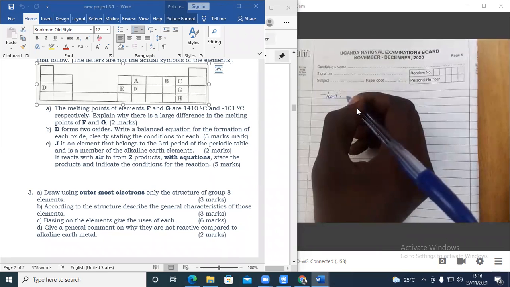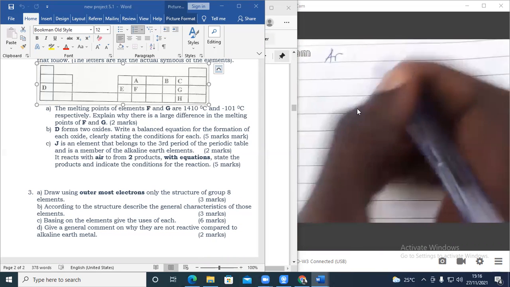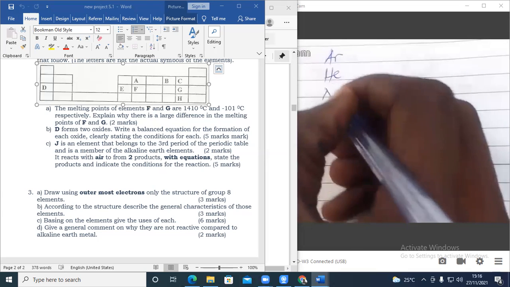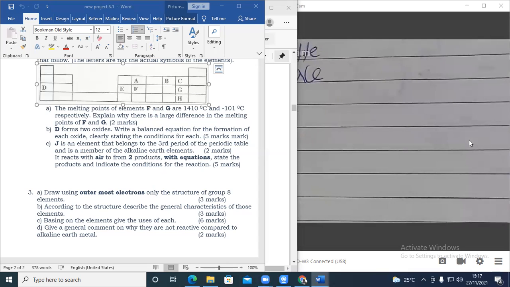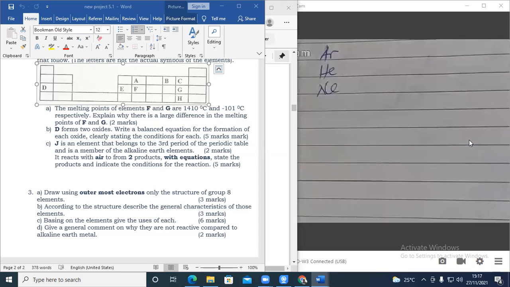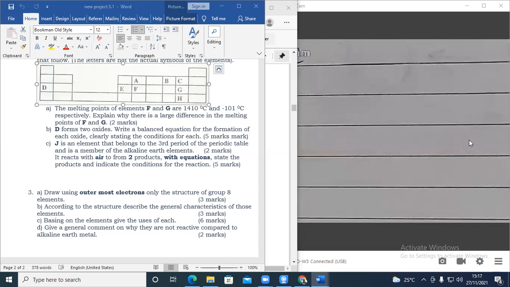Argon. Argon, yes. Helium. Helium. Neon. Neon. So there are as many as that. We have krypton, and there are many more as you go down the group in the periodic table. Those who have the big table, you can check. So that is their reactions.